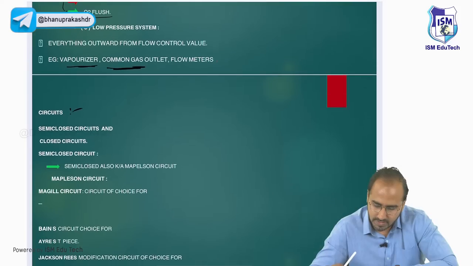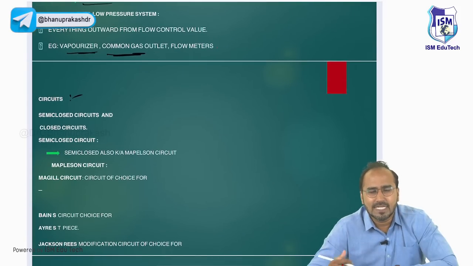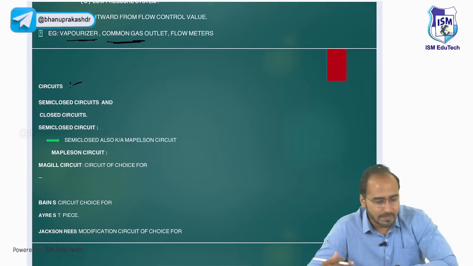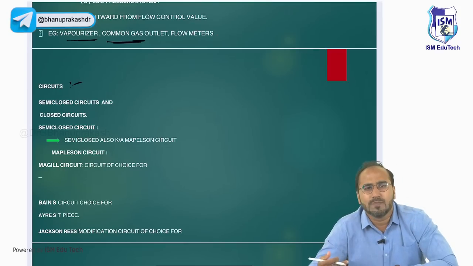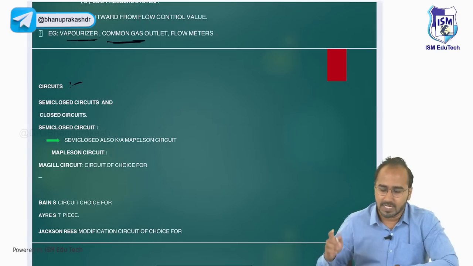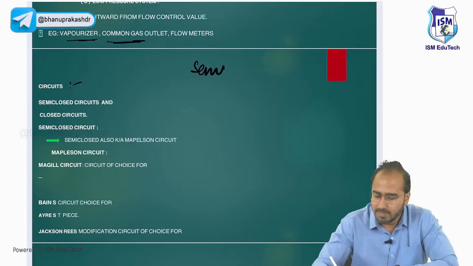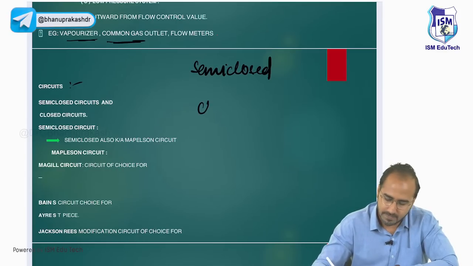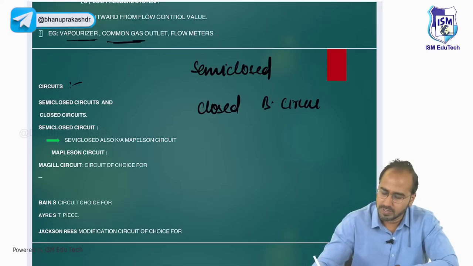Breathing circuit. Okay. So this breathing circuit, there are many parts, there are many types of breathing circuit. One is called open breathing circuit, other is called semi-open, other is called semi-closed and closed. What we are using, I will tell you that. We are using semi-closed breathing circuit and closed breathing circuit.